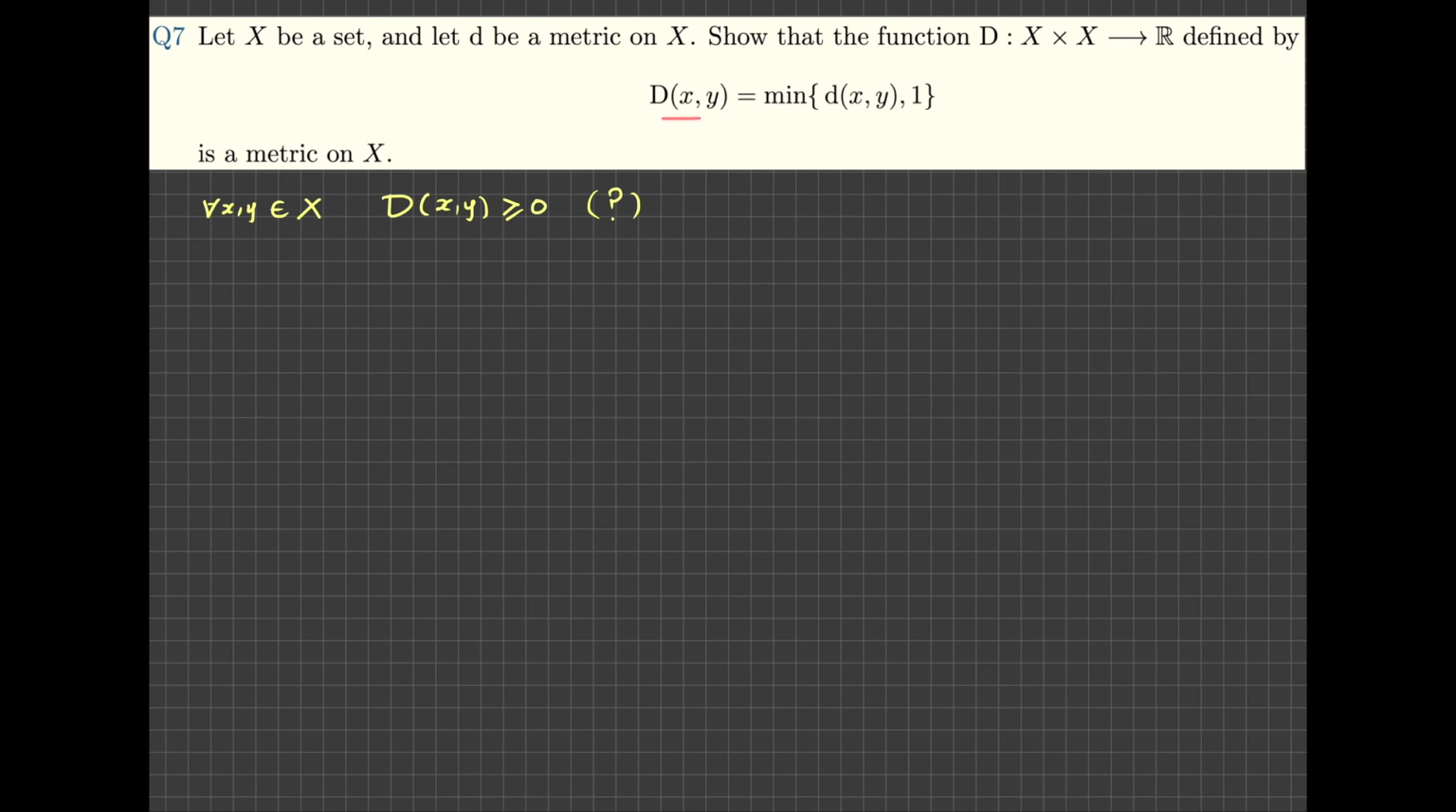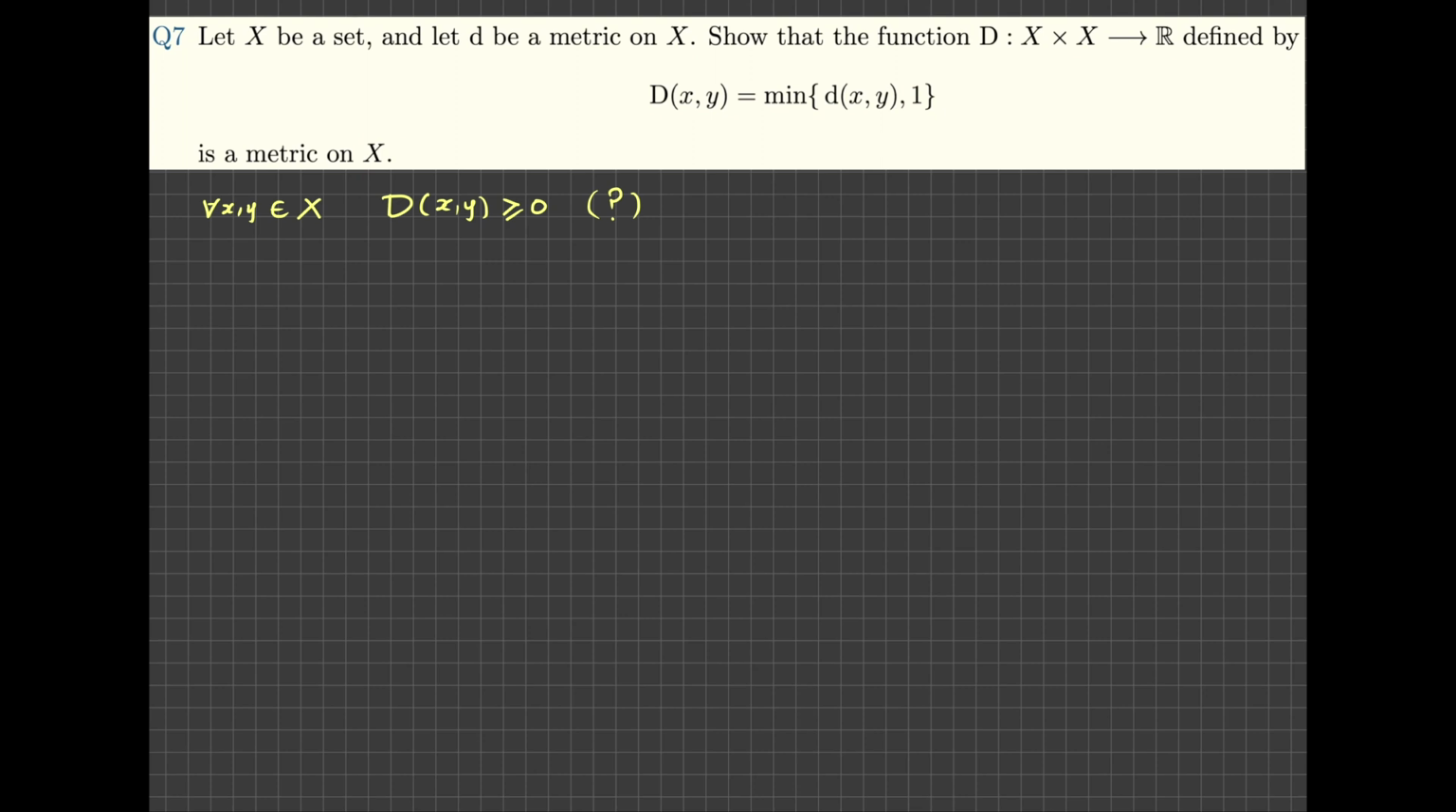So D of X and Y is the minimum of these two values. Of course, this value is a positive value, and because little d is a metric on the set X, we don't know exactly what this number is, but we know that the value is at least equal to 0. So you have number 1 on the one hand, and a number that you are guaranteed to be non-negative on the other hand, and then you want to take the minimum value of these two numbers. Definitely it becomes a non-negative number.